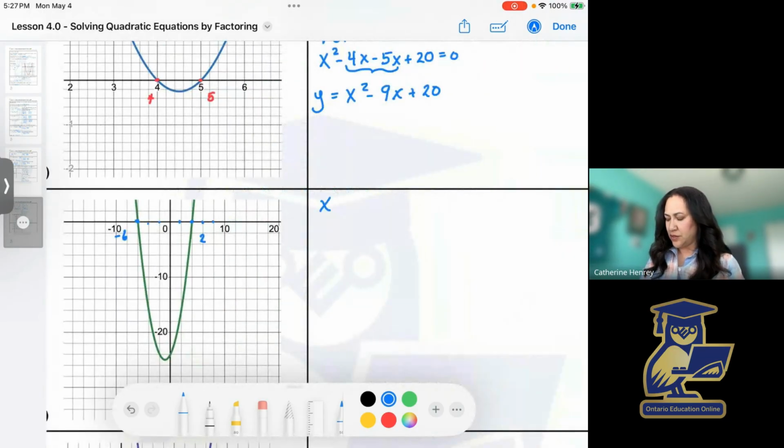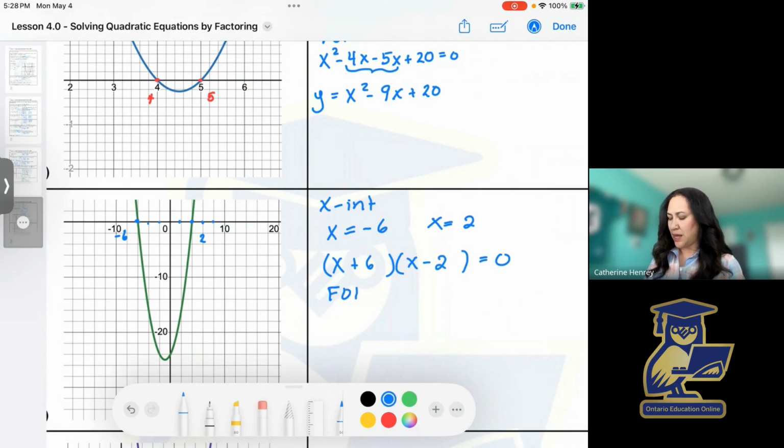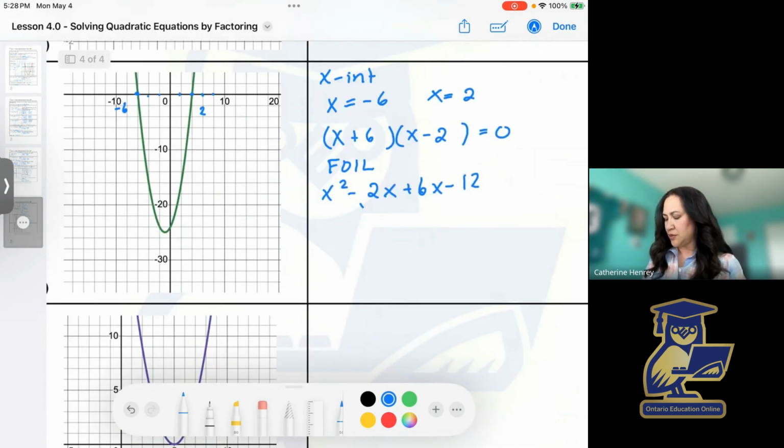We'll list our x-intercepts. We have x equals -6, and we have x equals 2. Put them into factored form, set them equal to 0. So we have x plus 6 and x minus 2. We'll use FOIL to expand, and I'll have x squared minus 2x plus 6x minus 12. Collect our middle terms. X squared plus 4x minus 12.